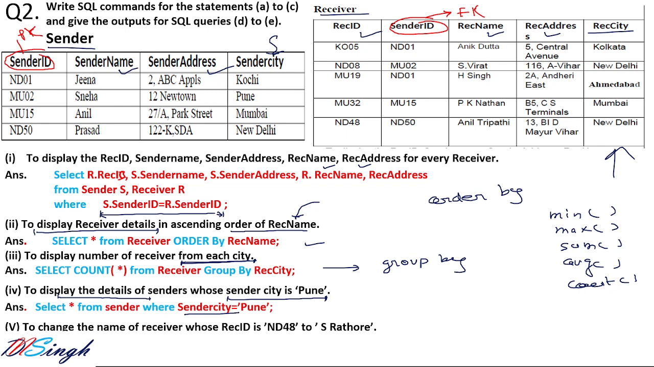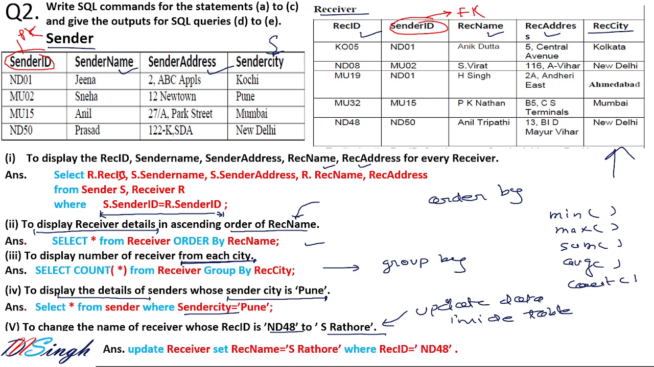Next question, to change the name of the receiver whose receiver ID is ND48 to S Rathore. Okay, fine. Now we want to update the data inside the table. Which command are we going to use? Update command. So update, receiver table name, set column name equal to value where condition. So update receiver set receiver name equal to S Rathore where receiver ID is ND48. I hope you got it.